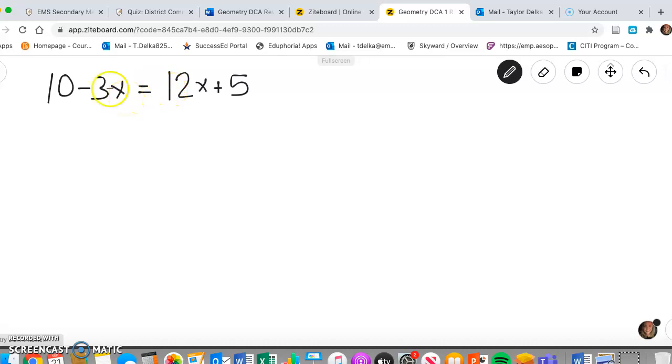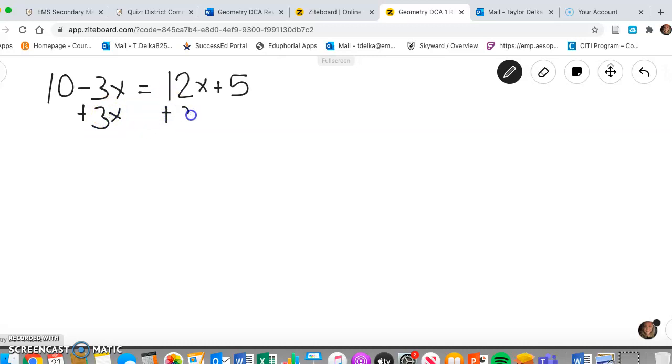Alright, so now we're going to talk about how we would solve this. I like to look at my like terms first, and I see I've got a negative 3x on this side and a positive 12x on this side. It would be easier for me to move that 3x over here than to subtract a big number like 12. So instead of a negative, I'm going to change this to a positive. There we go. I'm going to do that on both sides.